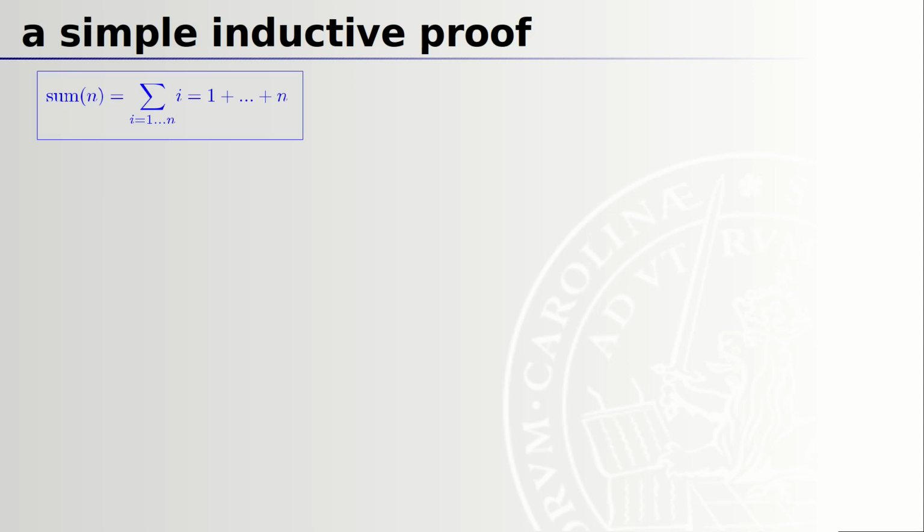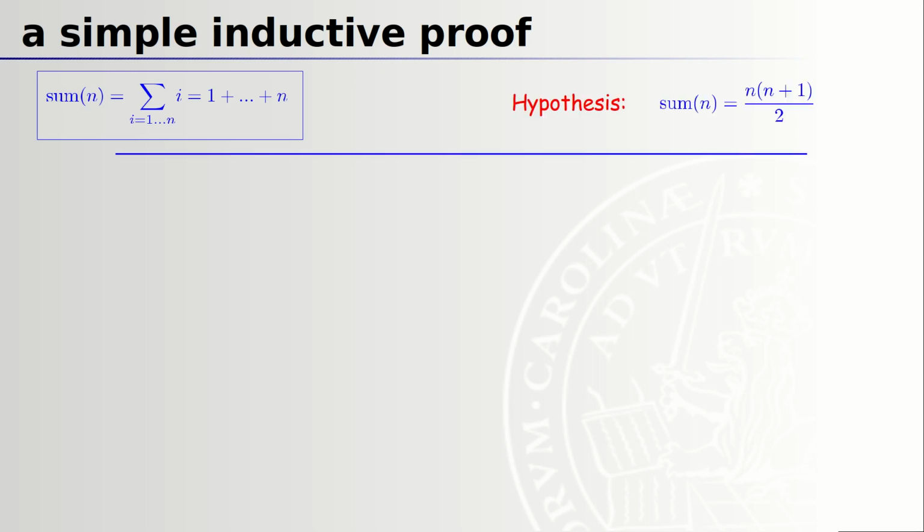Let us start with a really simple inductive proof. We start by defining the function sum on the positive natural numbers, such that sum n is the sum of the first n positive integers, 1 plus 2 plus, and so on until n. The hypothesis we want to prove is that for every n, sum n is n times (n minus 1) over 2.